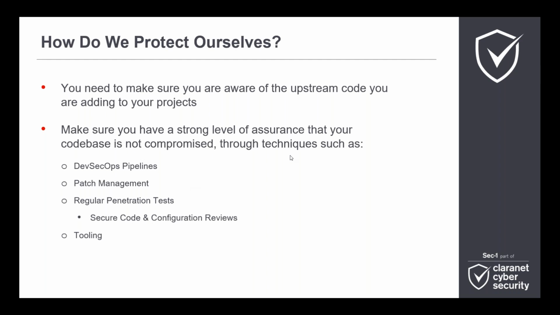And then you can have a strong level of assurance that your code base isn't compromised somewhere or has any vulnerabilities that have been introduced but not patched yet. And techniques such as DevSecOps pipelines, using linting and, I think Semgrep is a pretty good code review tool for that kind of automated code scanning. Patch management, as mentioned, always patch, make sure that you're patching.